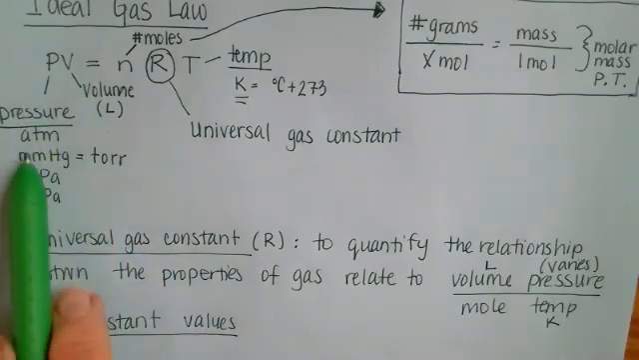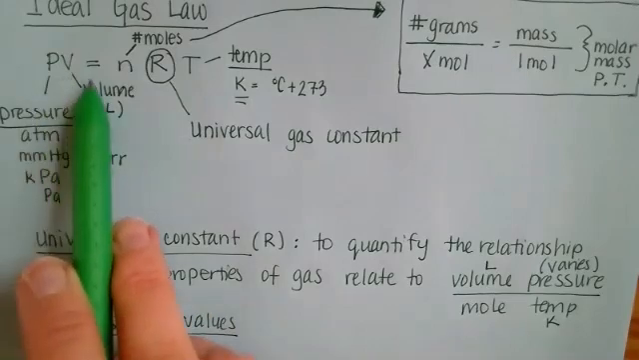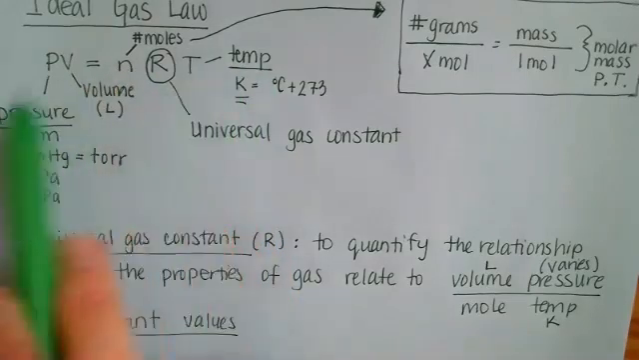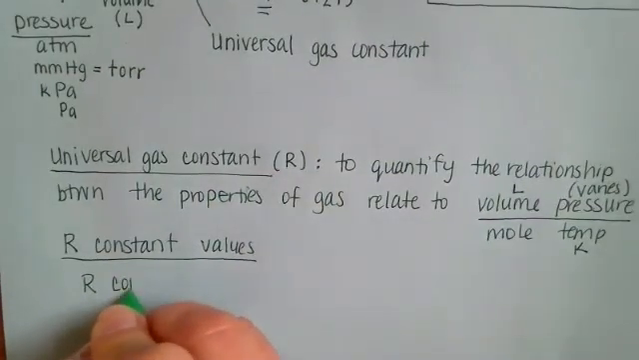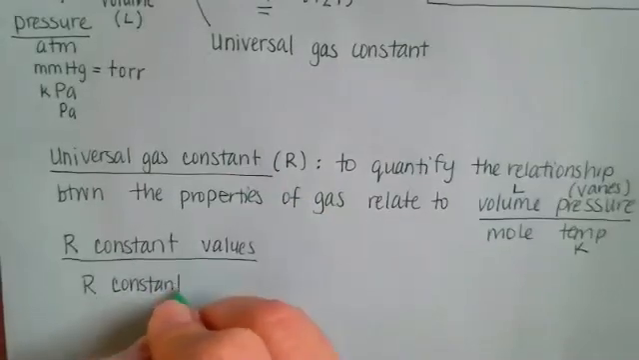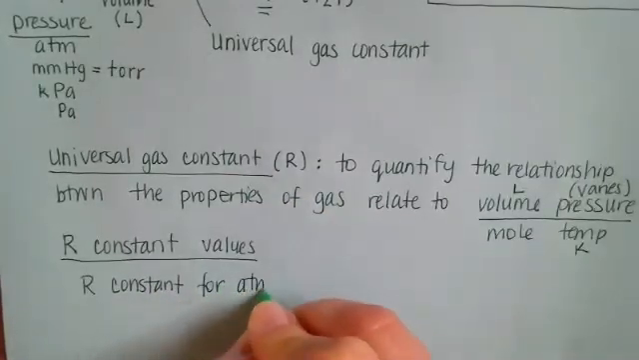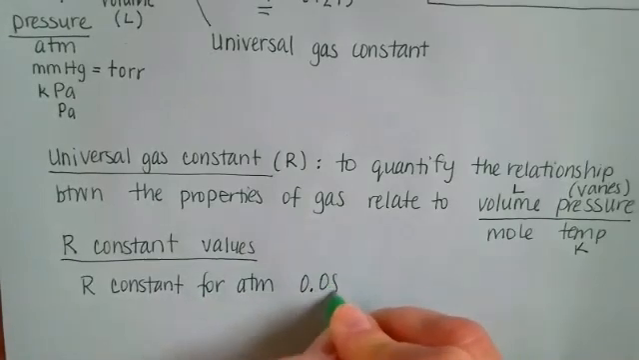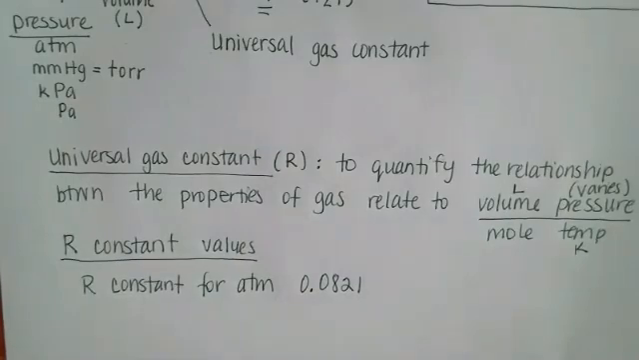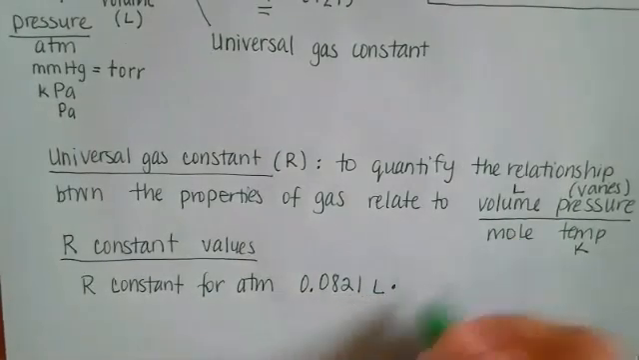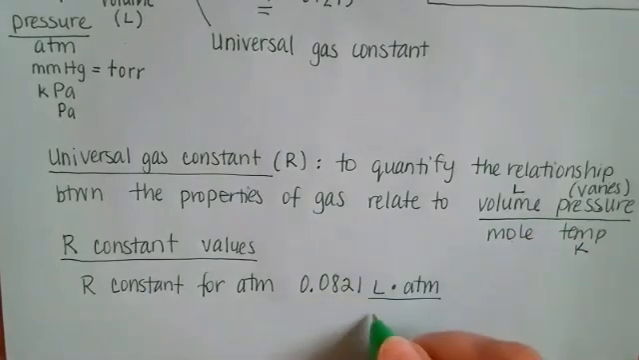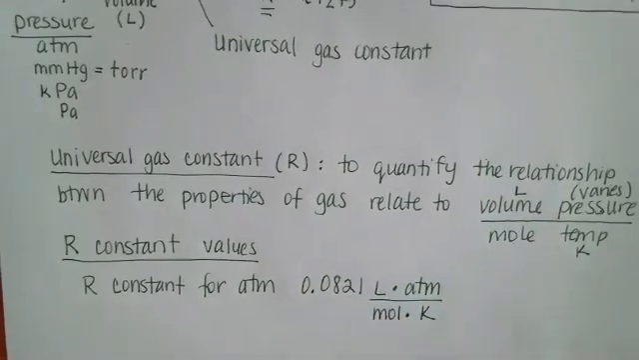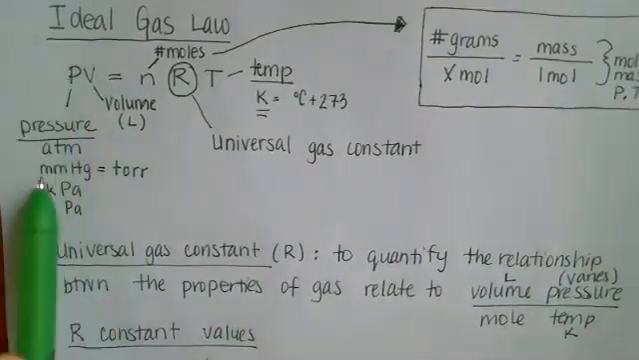If we're given a pressure in ATM, so we're asked to solve either volume, moles, or temperature, and we're given the pressure in ATM, the R constant for ATM is 0.082, and I'll round it to 1 right here. And the unit is liters times ATM, so liters times ATM, the relationship, divided by moles times Kelvin. So that's the unit that we would be using. Again, that's if we were given a pressure in ATM.